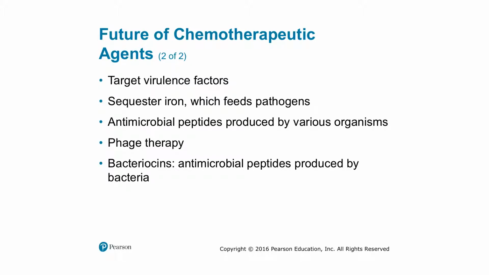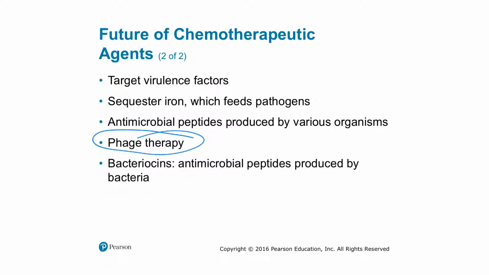So the future ones are going to target virulence factors. They're going to sequester iron, which feeds the pathogens, antimicrobial peptides produced by various organisms, phage therapy, and bacteriocins, which are antimicrobial peptides produced by bacteria. And a couple of the really cool ones I'll point out here, phage therapy.